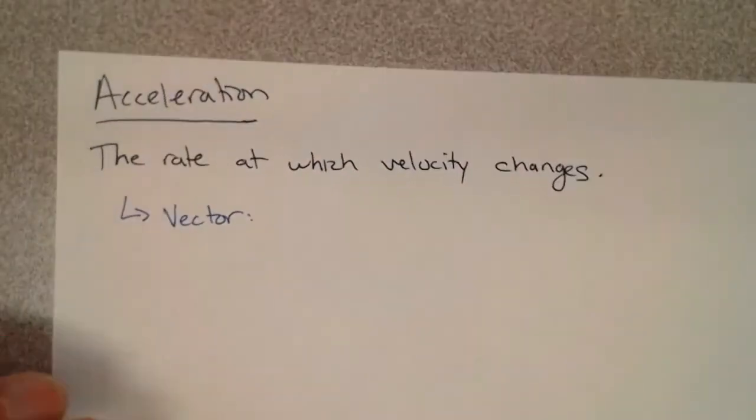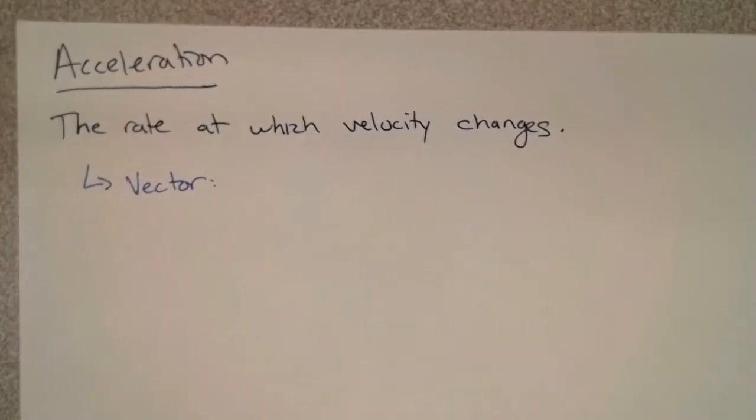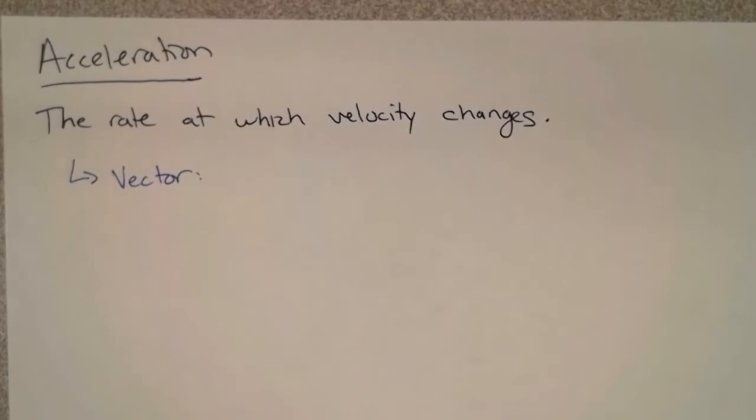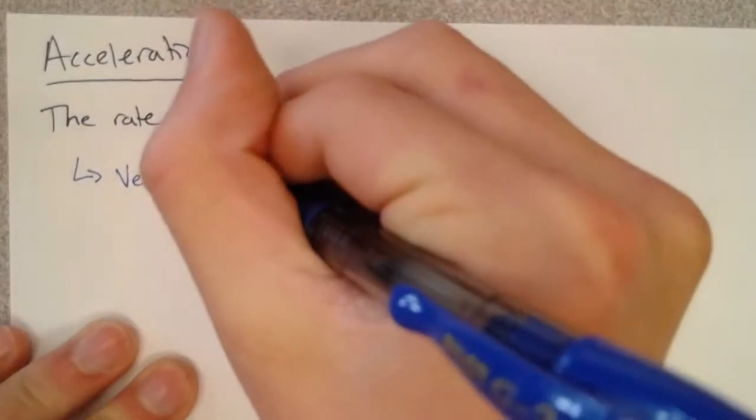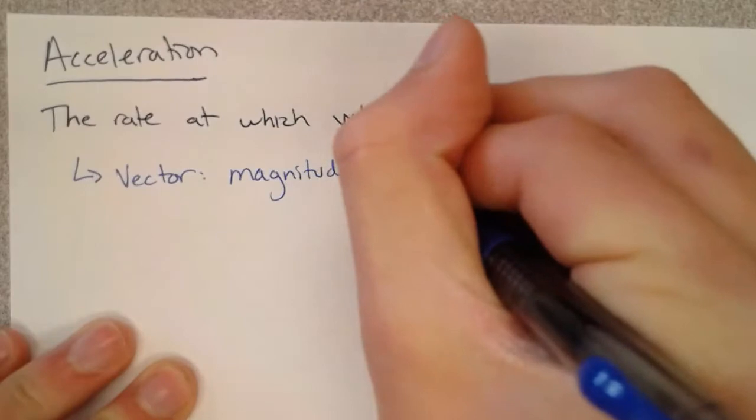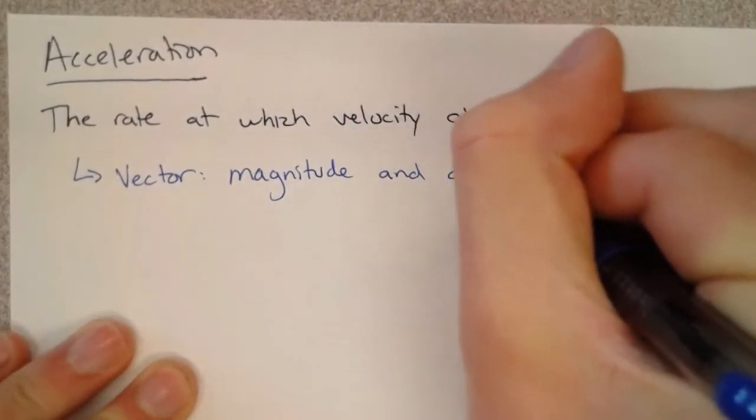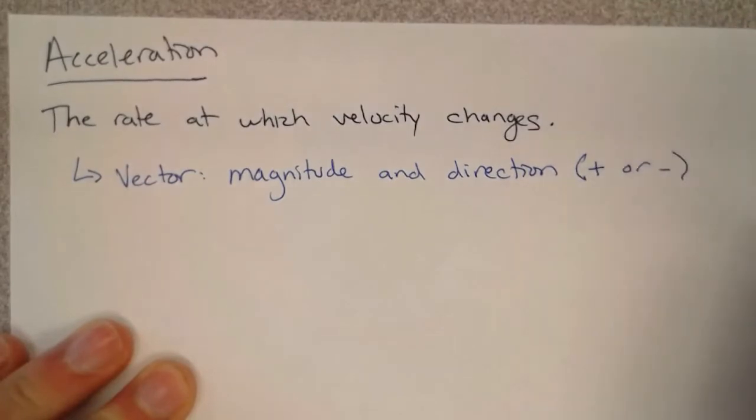Now, if you still don't know what a vector is, I would suggest you pause the video right now and write down what you think a vector is before I tell you. So, I'll give you a second to pause. And we're back. A vector is something with both magnitude and direction. And what I mean by direction is that it's either positive or negative.